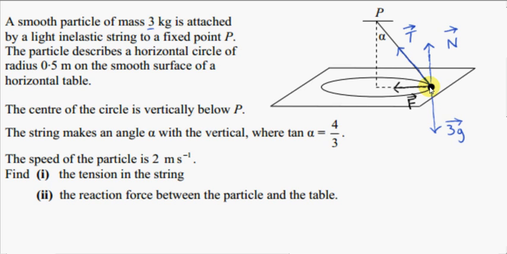Now let's suppose that the particle is moving with constant or uniform speed on the circle. We're given that the speed at this instant is 2 meters per second. I'm trying to show this velocity vector. It's going to be in the plane of the table, tangential to the circle at this point, and its magnitude is going to be 2.